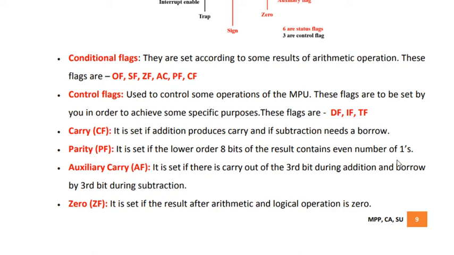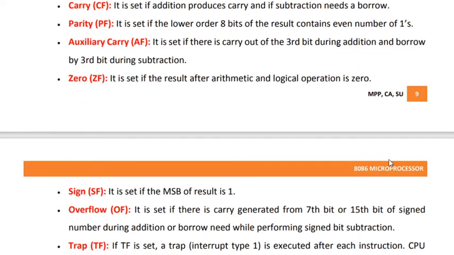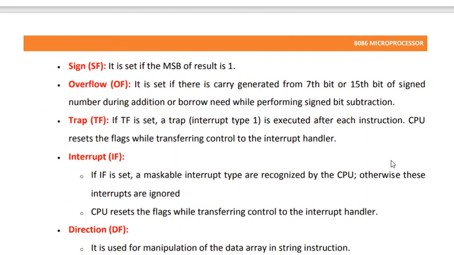It is set to 1 if there are even number of ones in the lower order 8 bits of the result. Auxiliary carry flag is set if there is a carry from third bit or borrow from third bit of the result. So if there is carry from third bit or borrow from third bit in case of addition and subtraction, auxiliary carry flag is set. Zero flag. Zero flag is set if the result of the arithmetic operation is 0. Sign flag is set if the most significant bit of the result is 1.